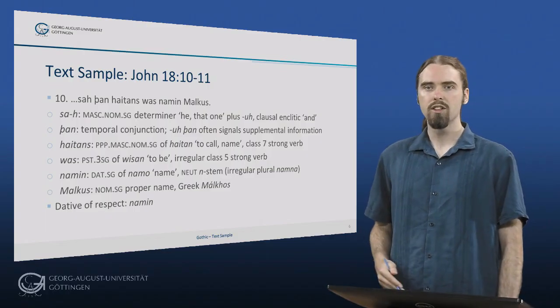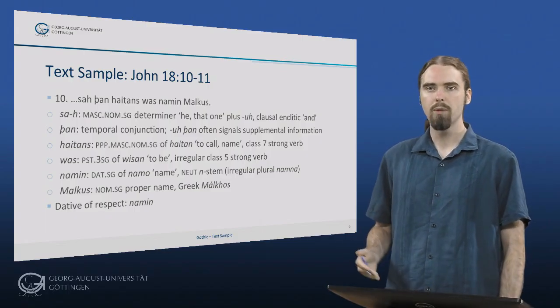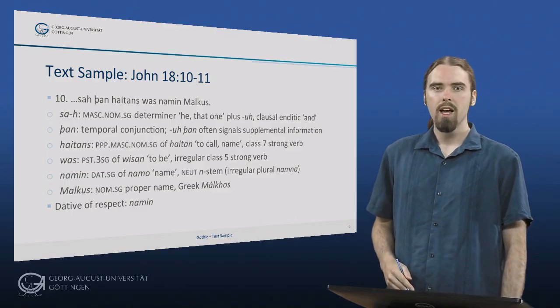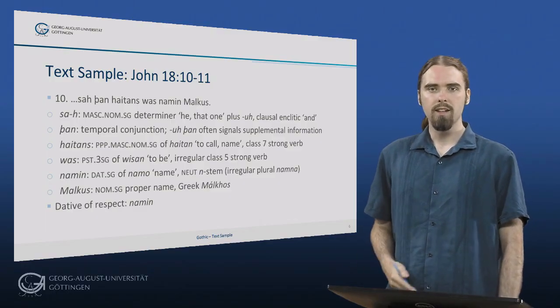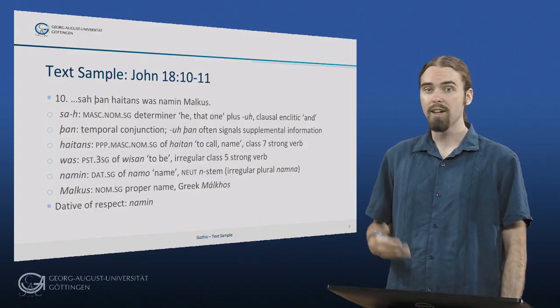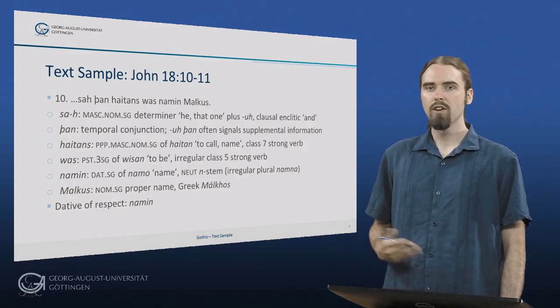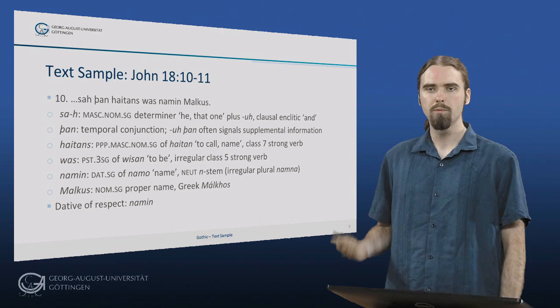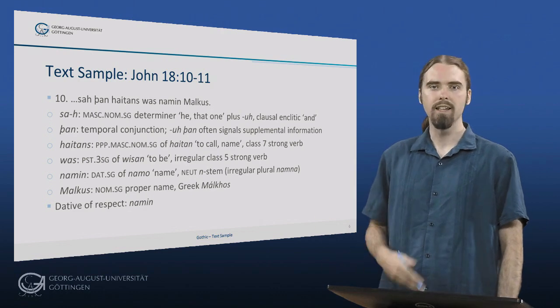Formally, was functions as a normal class 5 strong verb in the preterite, although the non-past forms of wisan are pretty irregular. Lastly, namō is an independent dative, not an argument of any other element in the clause. Its function is what we would traditionally call a dative of respect, meaning "by name, in terms of his name."